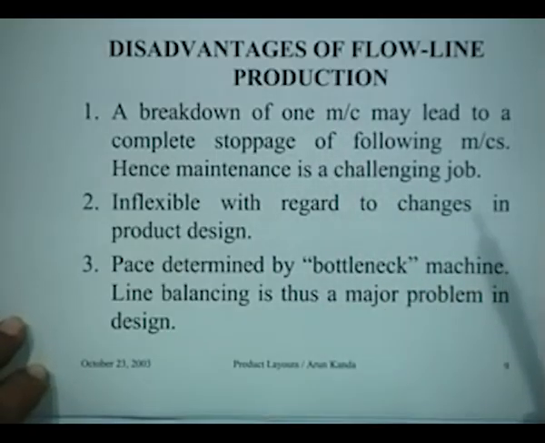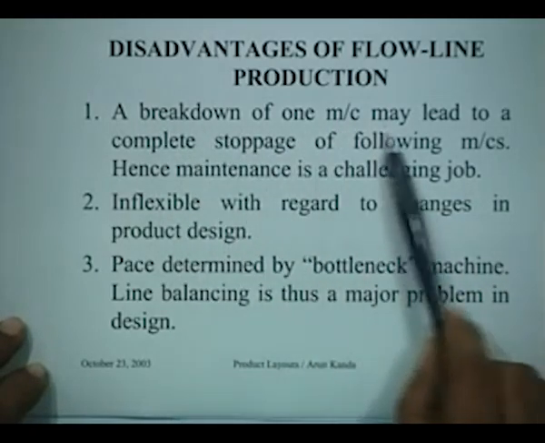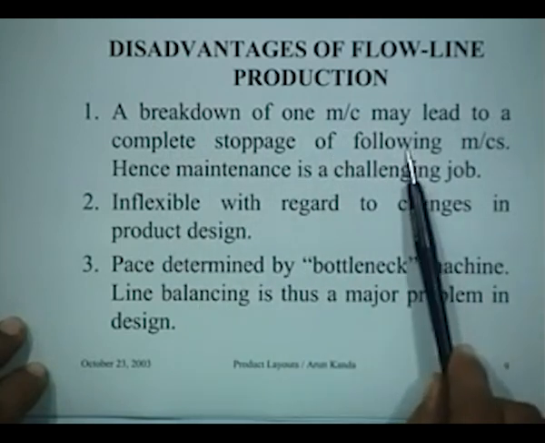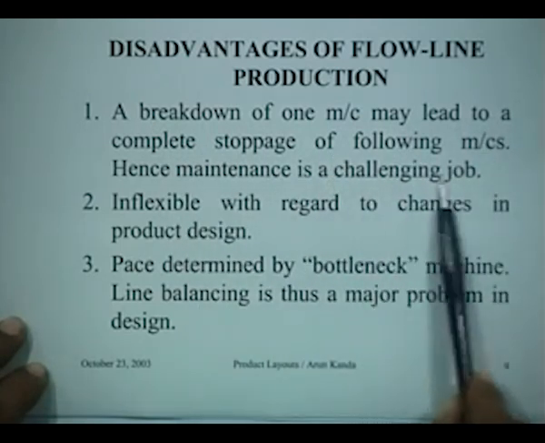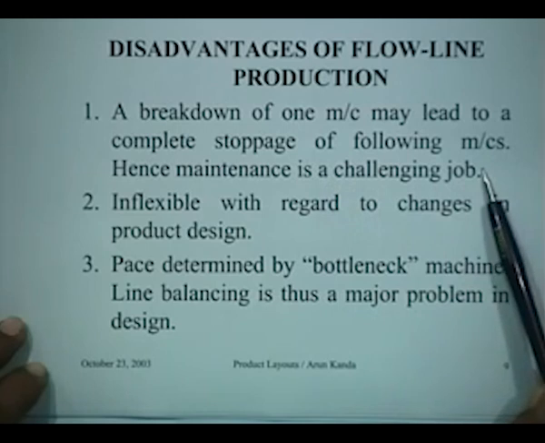Some of the disadvantages of flow line production are that a breakdown of one machine may lead to a complete stoppage of the following machines. Hence maintenance is a challenging job here. This is a very significant thing, because if you happen to be in charge of an assembly line, you have to make sure that the line is running all the time, which means that if there is a breakdown, then maintenance staff has to be on the job constantly doing this job.